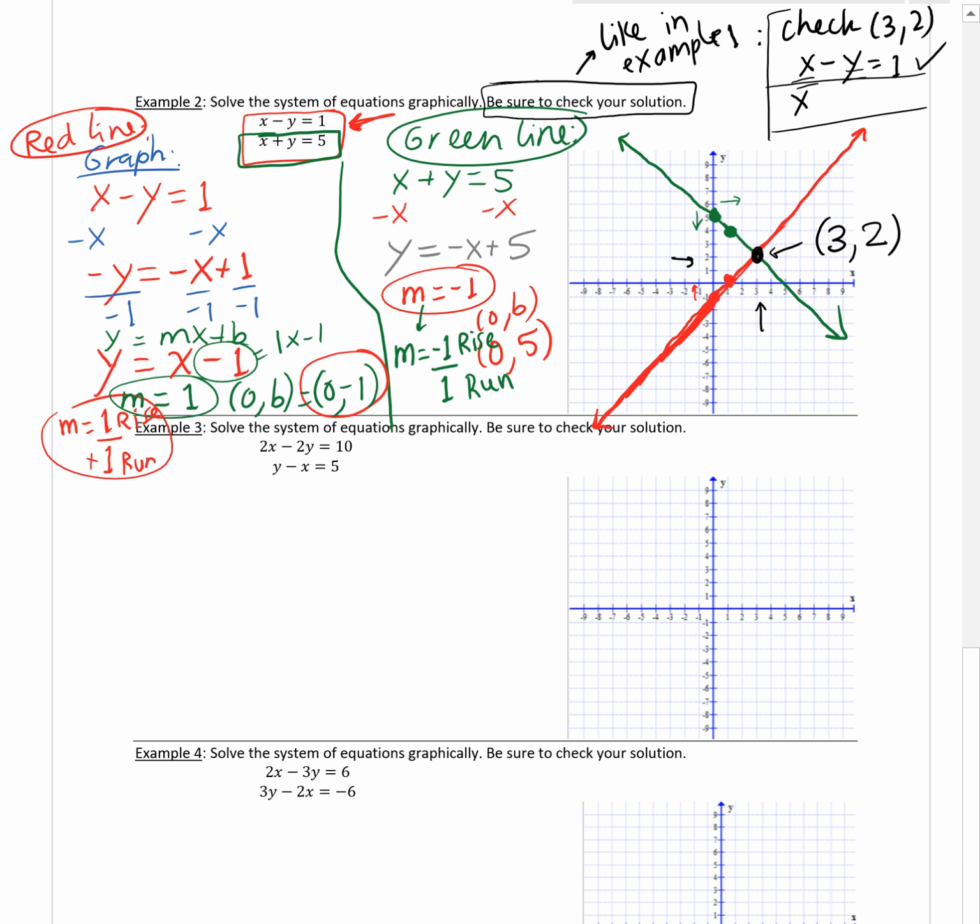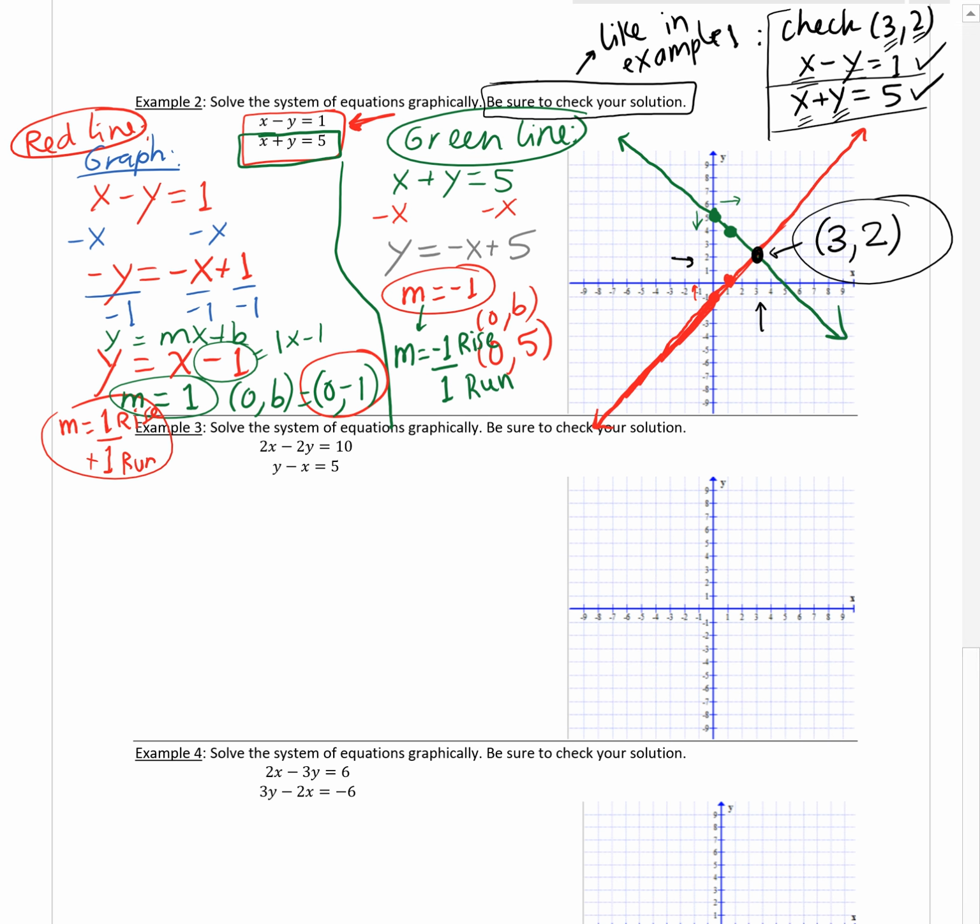The second one is x plus y equals 5. If I do that in my head as well, if I replace x with 3 and y with 2, it's 3 plus 2 equals 5. That's true. So I must have graphed it okay. I mean, I kept the lines as straight as I could.